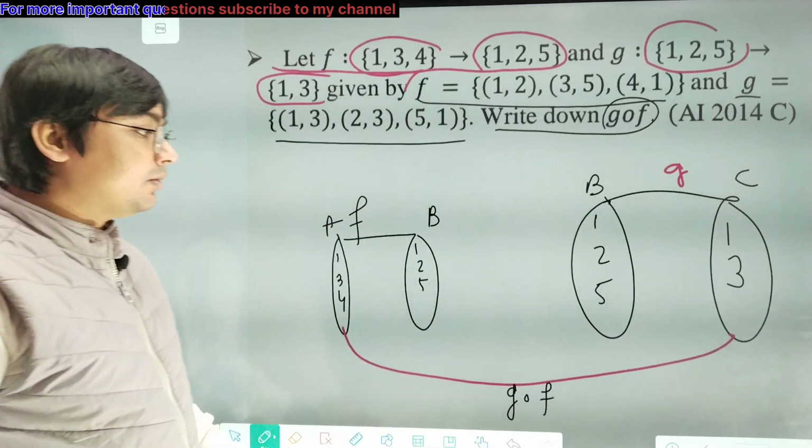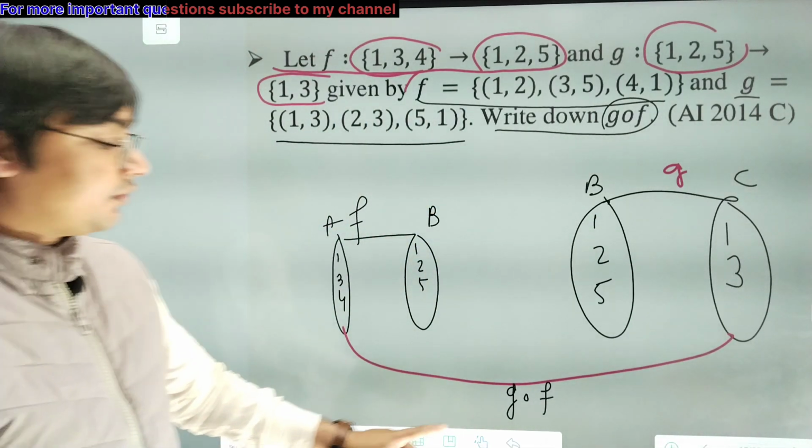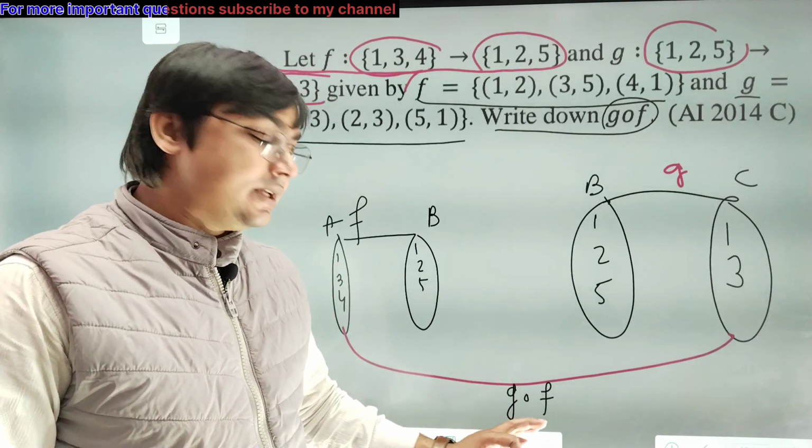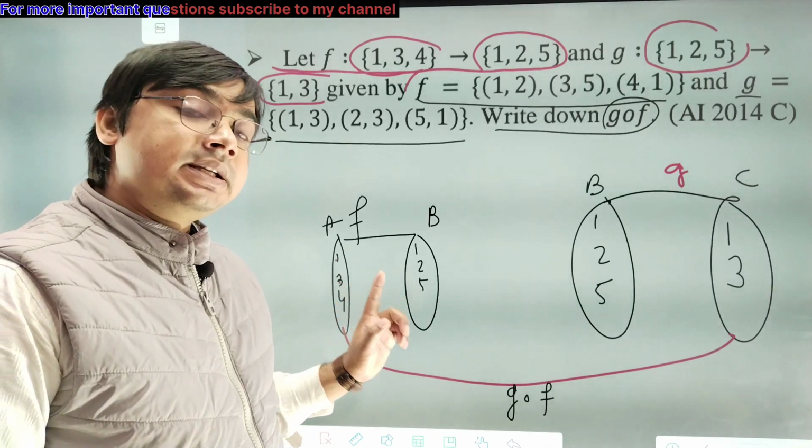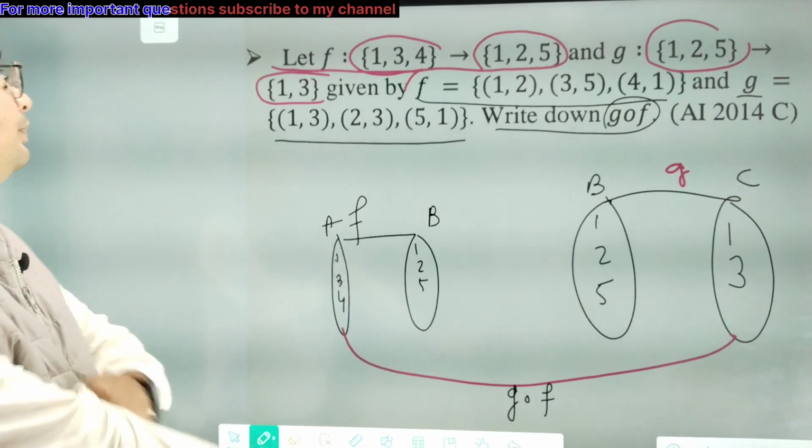Do you know this thing? Okay, so now we need to find g composite f. That means we need g composite f of 1, of 3, and of 4. So we need to find those values.